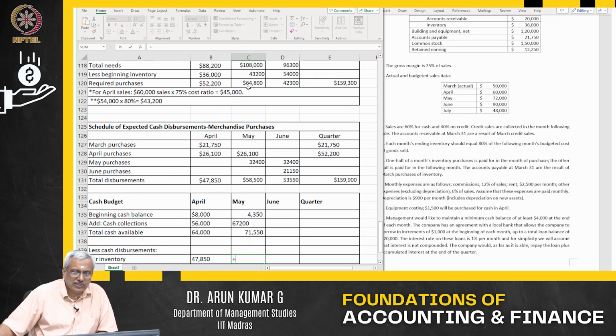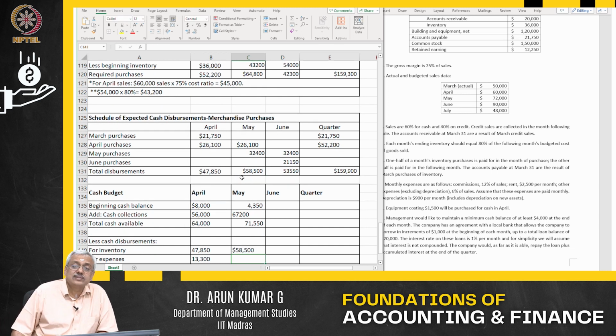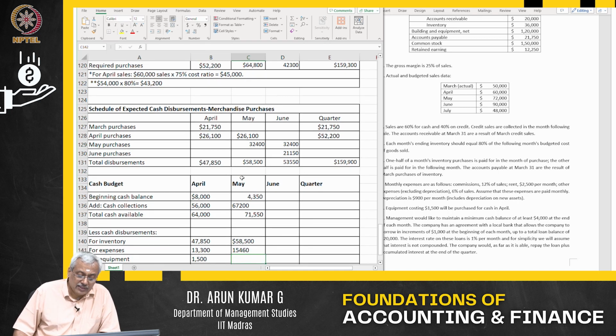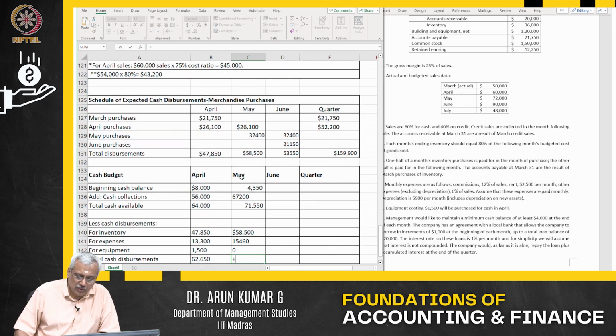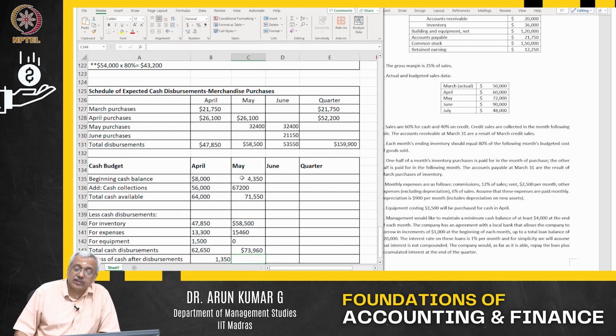Disbursements, let's go. How much are you paying for your purchases out there? This is what I am paying for my purchases. How much am I paying for my expenditure? Let us look at what the sales is. 72,000 is the sales, into 0.12 because 12% is for commission, plus 2,500 for rent, plus 72,000 into 0.06, that is for other expenditure out there. No depreciation. So, this is the amount you will have. Equipment, you are not buying any equipment out here. What is the total cash disbursement you have in the month of May? This is the total cash disbursement I have in the month of May.